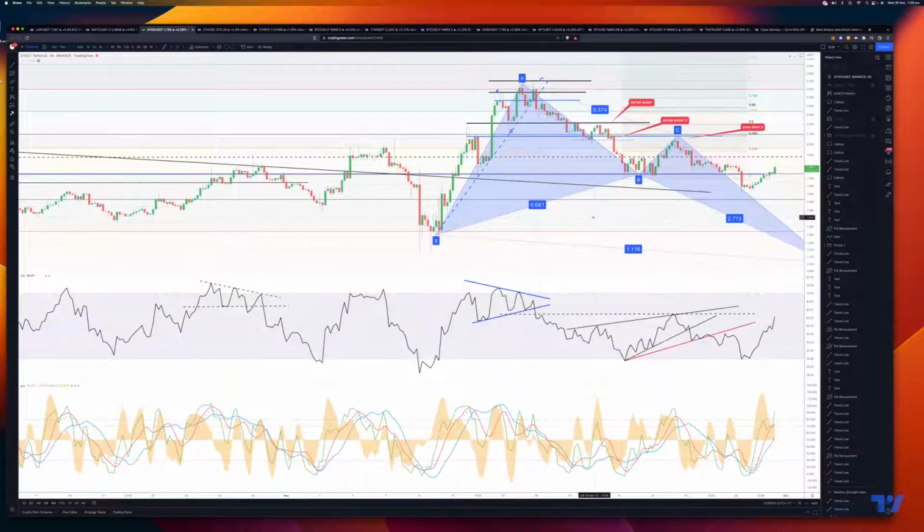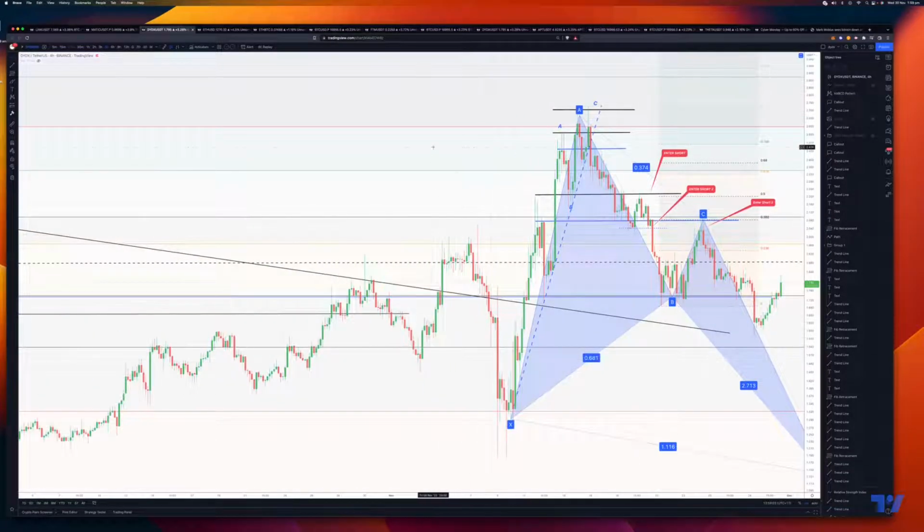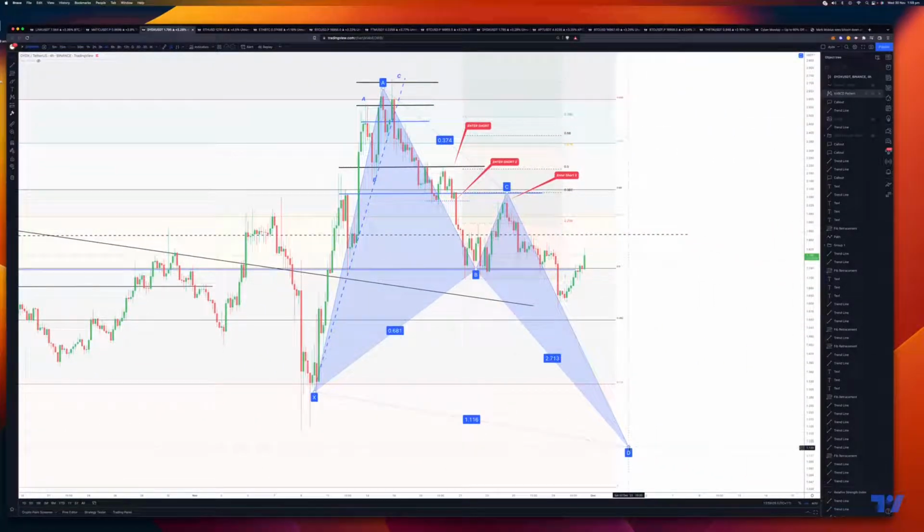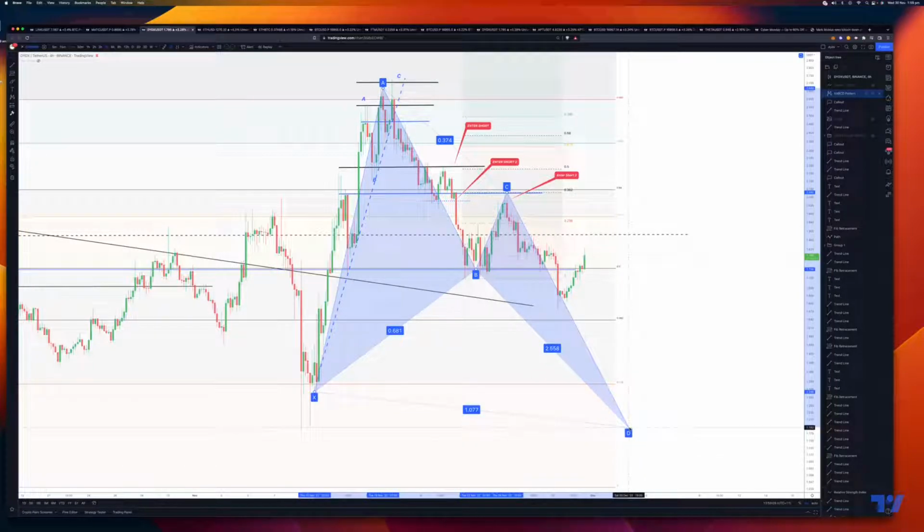The Dixie, I still think this might play out. Actually, further down, where is it? Anyway, I won't do that for now. I'm just saying this macro structure is likely to play out.